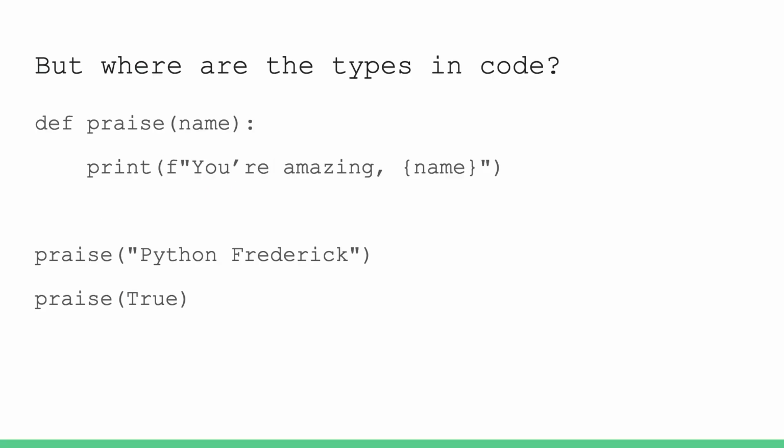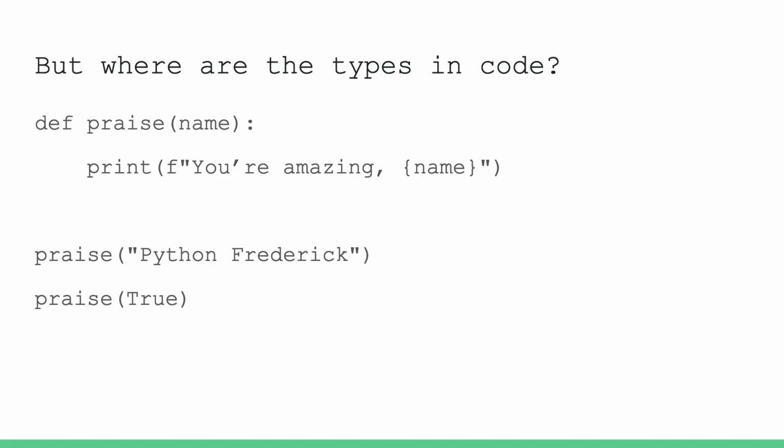So let's consider where the types actually are in the code. We've got this praise function here that is pretty silly. It's just printing out you're amazing, and then it prints out a name. But then you can see two examples of different usage. One might be what you expected, a string, saying, you're amazing, Adam. You're amazing, Mike. Those are things you could expect out of this.